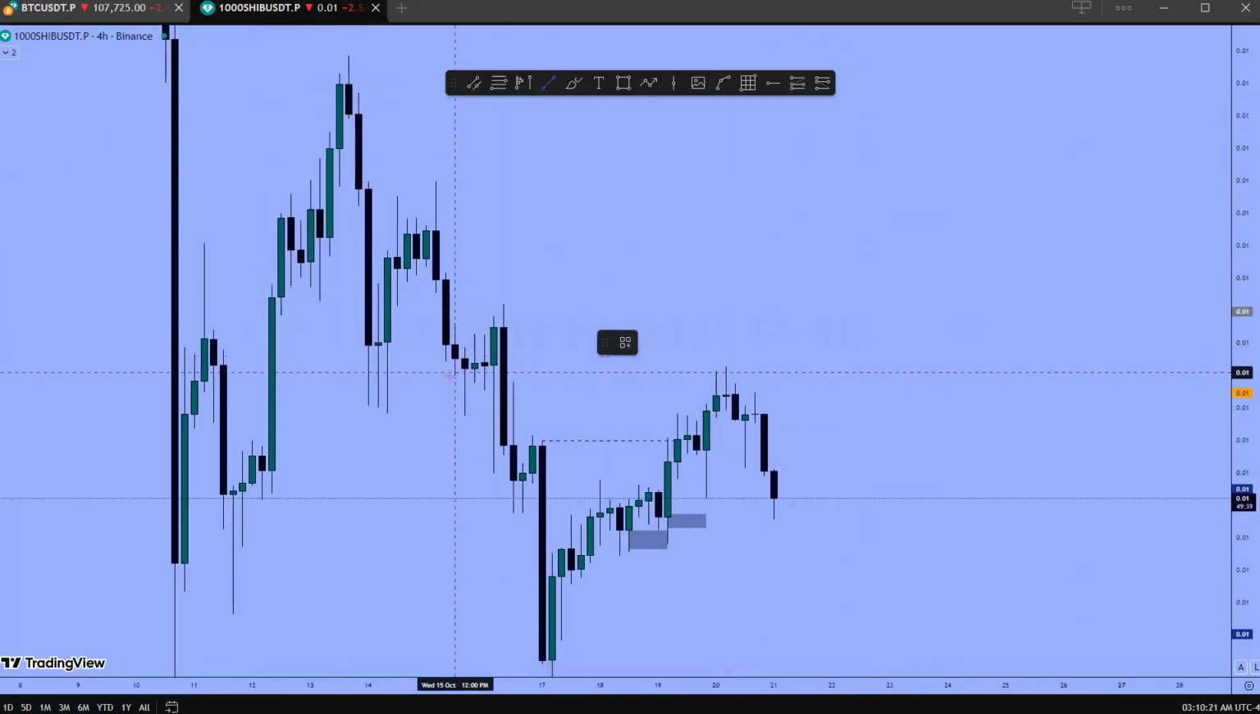This is your key level. You have to follow the market trend. You have to follow what the market trend is. So this is actually a key level.